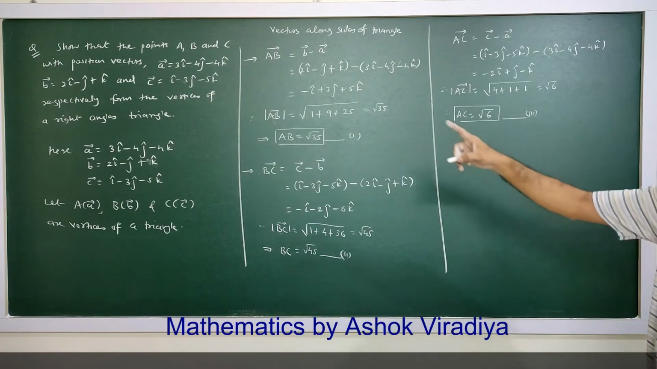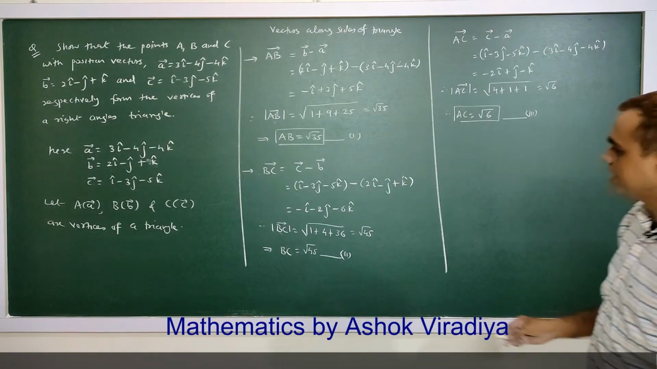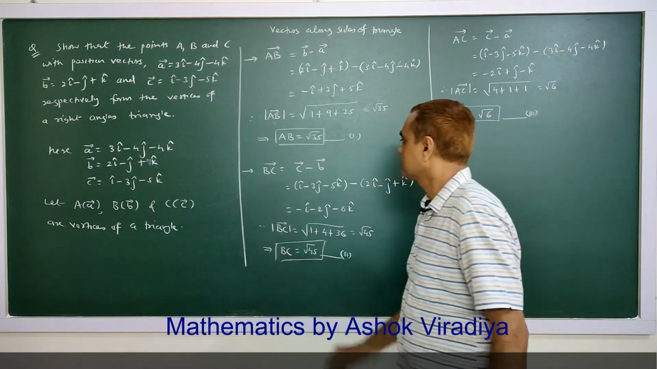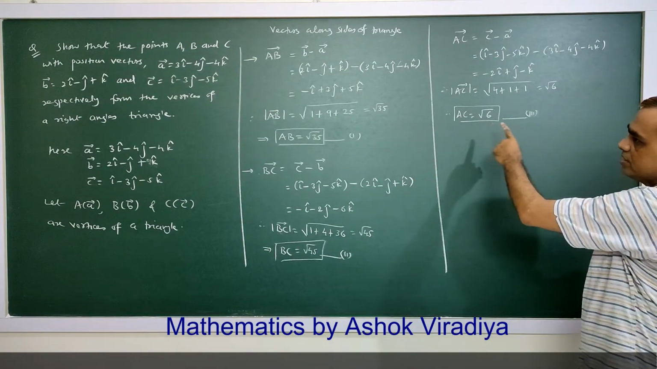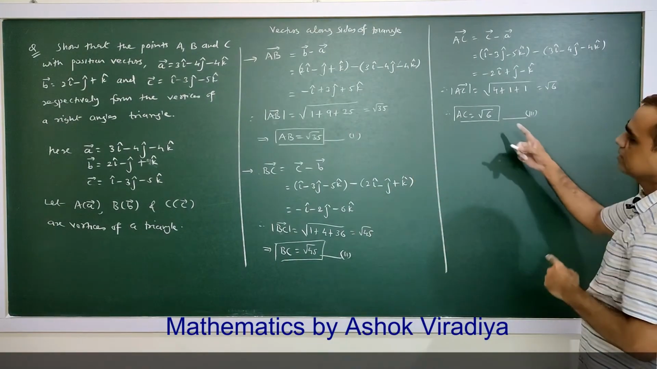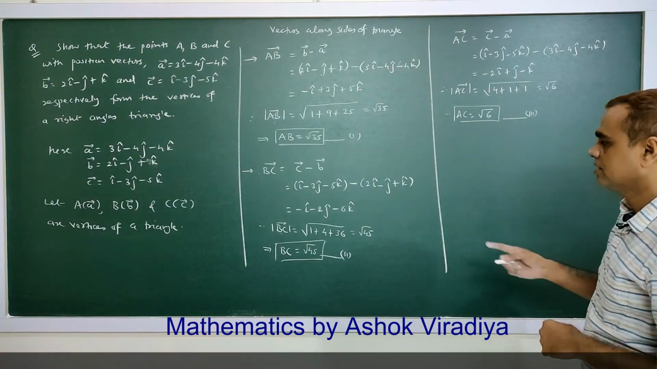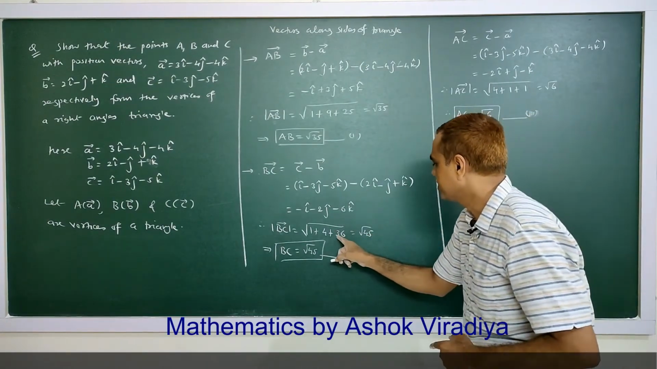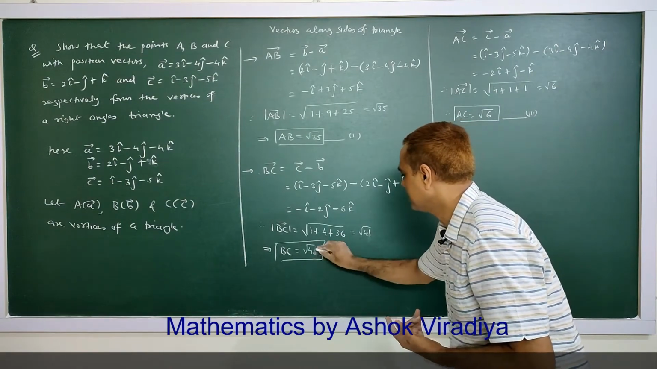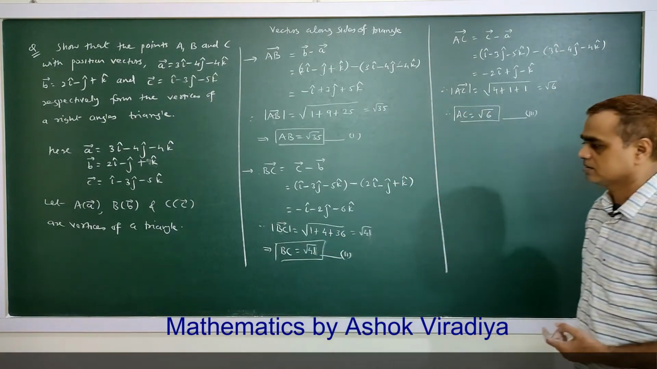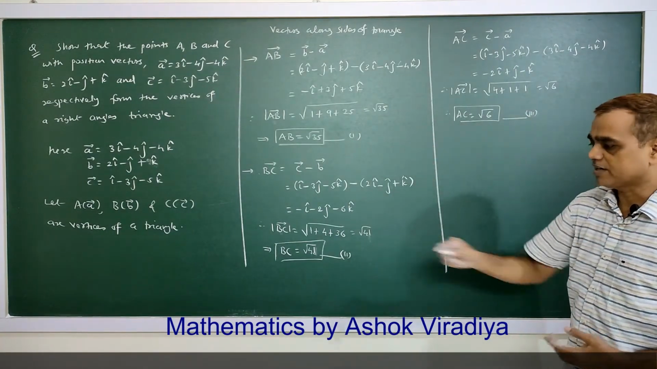Now we want to show that these are the vertices of a right angle triangle. So look at these three values. You can see that the sum of squares of these two numbers is, sorry, here I made a mistake, 36 plus 4 is 40, 40 plus 1 is 41. This is root 41. So now look here, the sum of squares of these two numbers is 41.